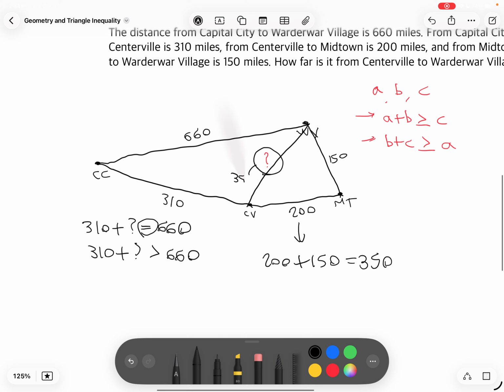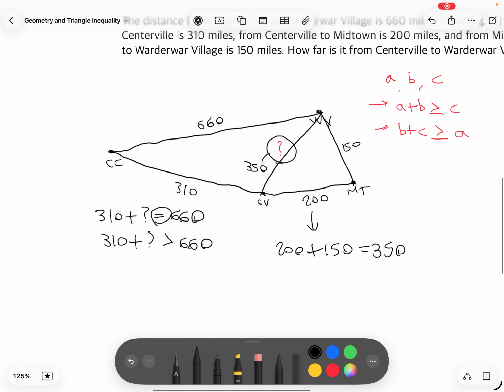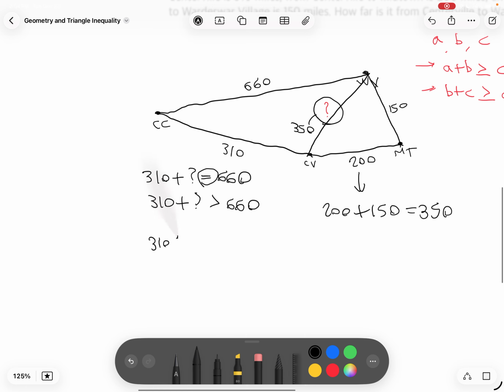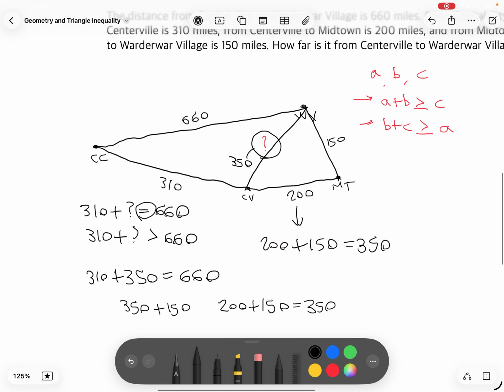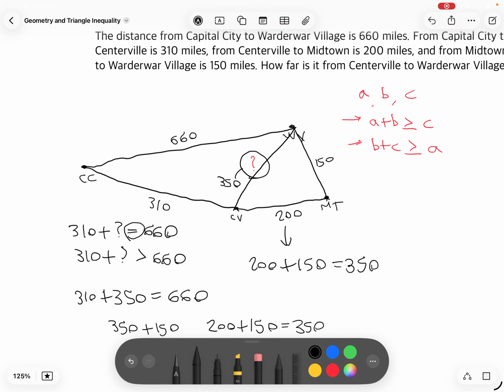We're going to write this in, and it satisfies both inequalities. We can check this by testing 310 plus 350, which gives exactly 660 in this case. And we also have 350 plus 150 clearly is greater than 200. 200 plus 150 is, of course, exactly 350. So it turns out in this case that the length satisfying the third side of this triangle is exactly the sum of the other two sides. This is the case where we use the equals in the triangle inequality.